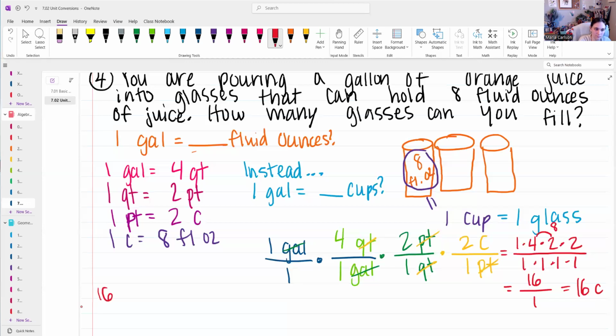If I wanted to go 1 step further, I could take these 16 cups and multiply it by 8 to tell me the number of fluid ounces, because this is really just 8 fluid ounces over 1 cup. But I don't even need to do that, because I know that 1 cup is 1 of these glasses. So therefore, you can fill 16 glasses with the 16 cups that are in the 1 gallon of orange juice that we have.